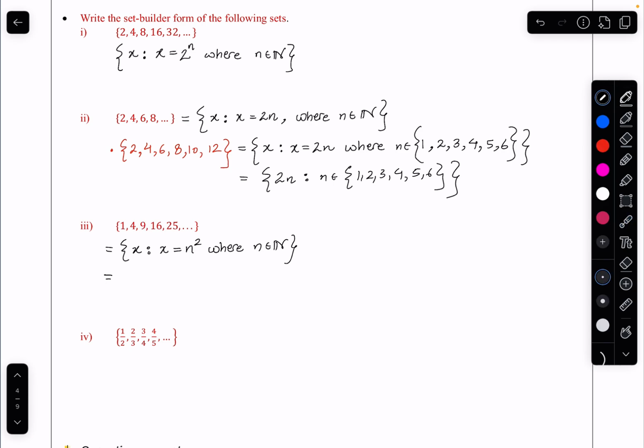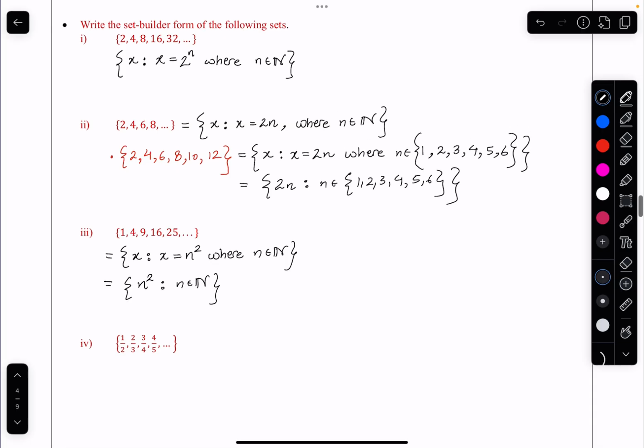To write it in another way, I can simply rewrite it as, I'm collecting all the elements of the form n square such that n is simply a natural number. So it is one more way of writing the set builder form here. And lastly, I'm taking up this example: 1 by 2, 2 by 3, 3 by 4, 4 by 5, and so on.